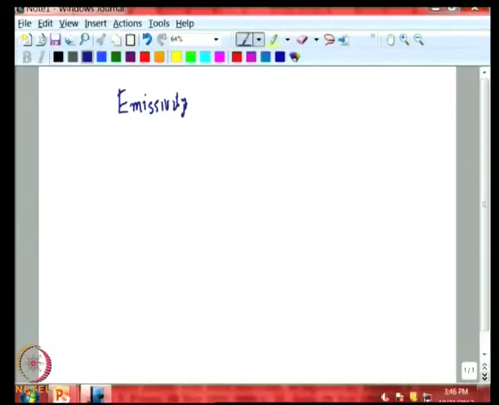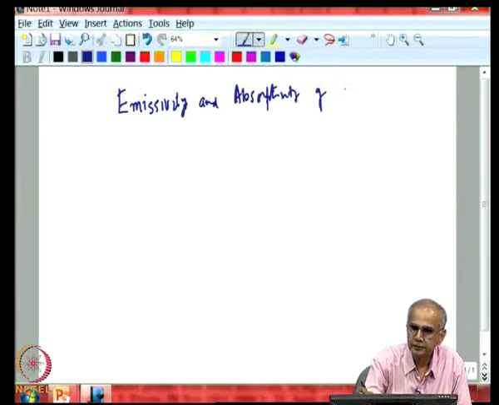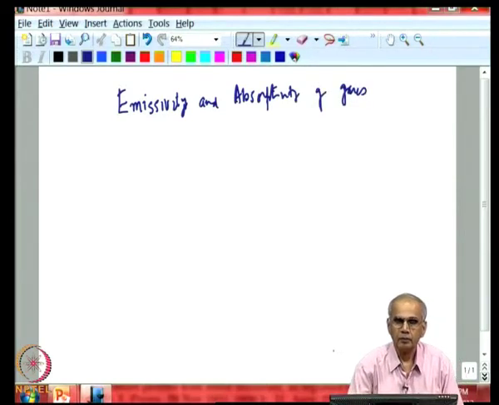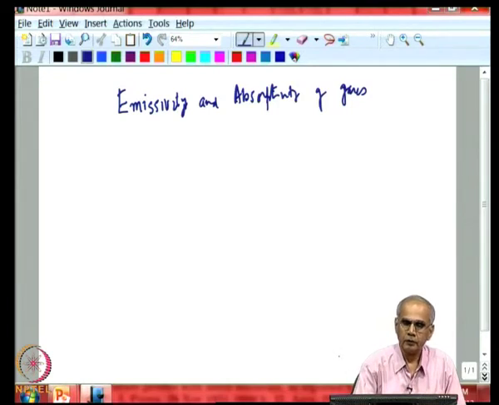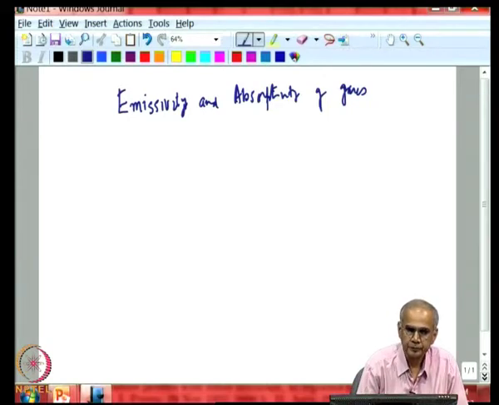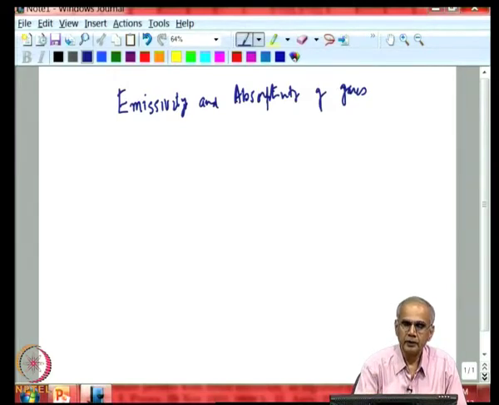In the last lecture, we saw how we can calculate the emissivity and absorptivity of gases based on information from each of the absorption bands of the gas. Today, we will take an example of how we can solve a real problem given the emissivity and absorptivity of gases.